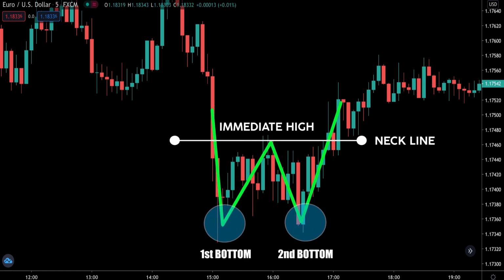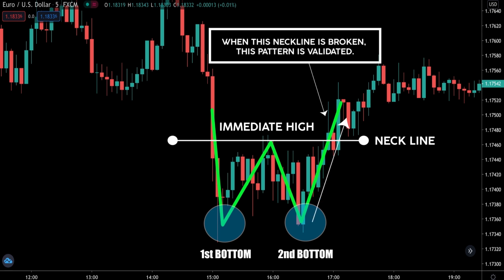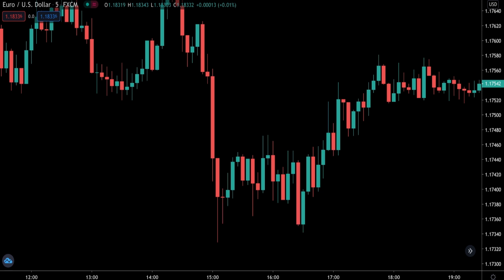We have an immediate high being formed in this double bottom pattern. When the neckline is broken, then this double bottom pattern is validated. In this example, you can also see that once the pattern is validated, the price changes direction and starts to trade higher. When combined with trend lines, this can be a very powerful scalping strategy.